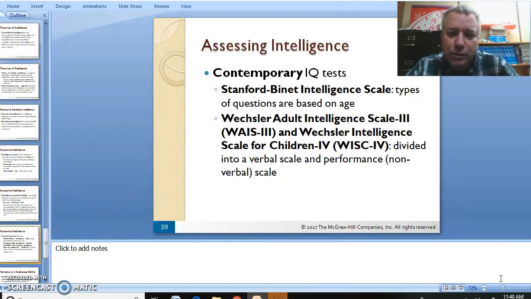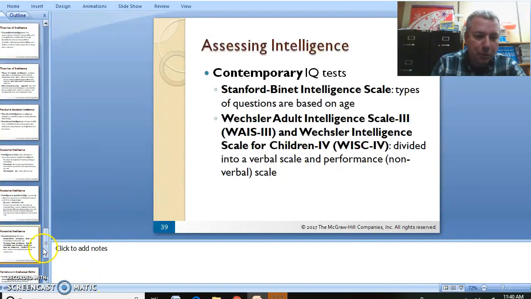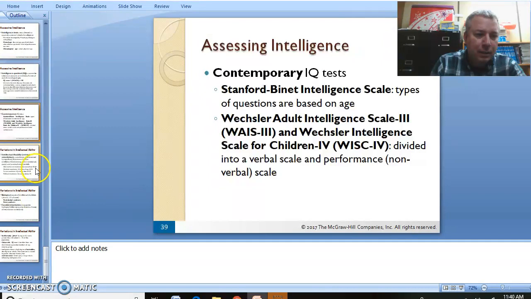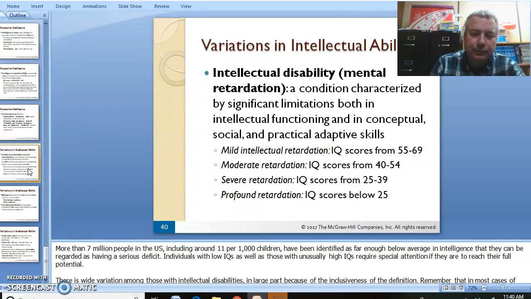The Wechsler for children and adults is very popular. You're putting blocks together to form an image. It's actually quite interesting how those work. Again, I was telling you about intellectual disabilities. These are IQ scores. From right here, I said it was 75, but it looks like it's 69. 69 to 55 is mild intellectual retardation. 40 to 54 is moderate, and then below 25 is profound.